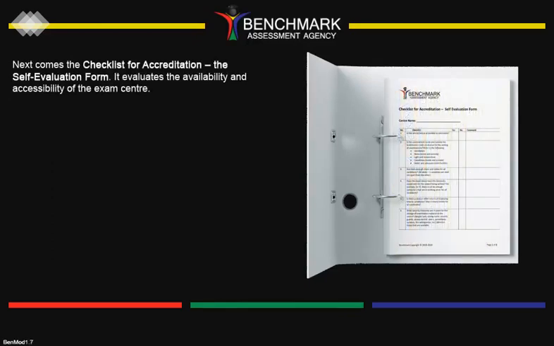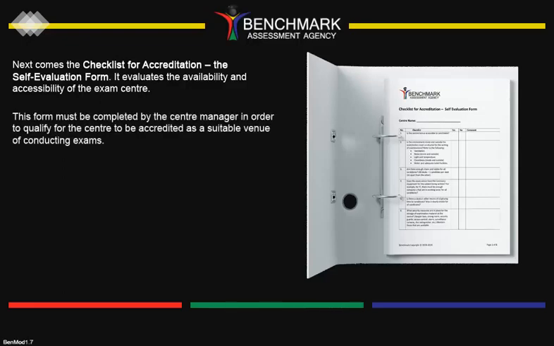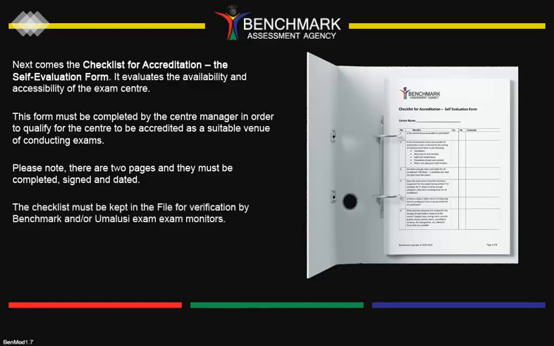Next comes the checklist for accreditation, the self-evaluation form. It evaluates the availability and accessibility of the exam center. This form must be completed by the center manager in order to qualify for the center to be accredited as a suitable venue of conducting exams. Please note, there are 2 pages and they must be completed, signed and dated. The checklist must be kept in the file for verification by Benchmark and/or Umalusi exam monitors.